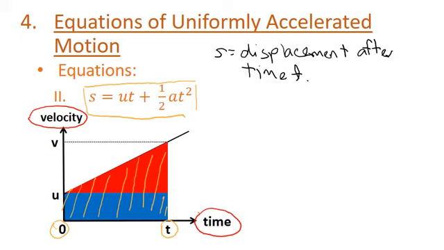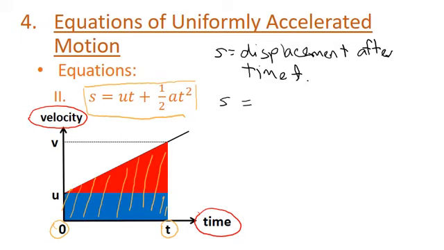Okay, it'll be a trapezium, and I've broken up the trapezium into two parts, one which is a triangle and one which is a rectangle. The triangle is in red and the rectangle is in blue. So I'll calculate the displacement by just calculating the individual areas of the rectangle first, and then summing it up with the area of the triangle.